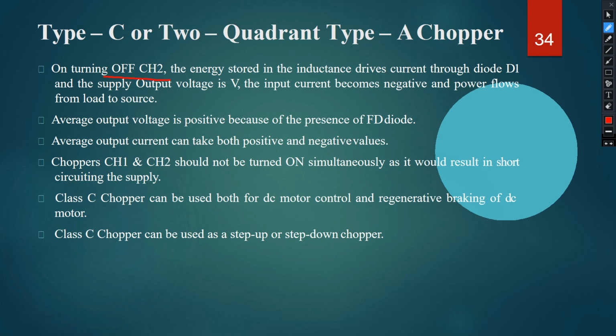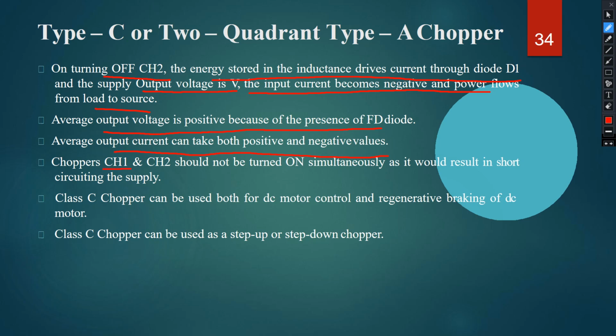So on turning off CH2, the energy stored in the inductance drives the current through the diode D1, and the supply output voltage is V, and the input current becomes negative and power flows from the load to the source. That means it is the second quadrant operation. So the average output voltage is positive because of the presence of the freewheeling diode. The average output current can take both positive and negative values. So it is a two quadrant operation.